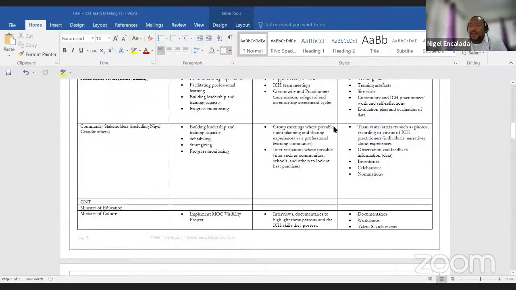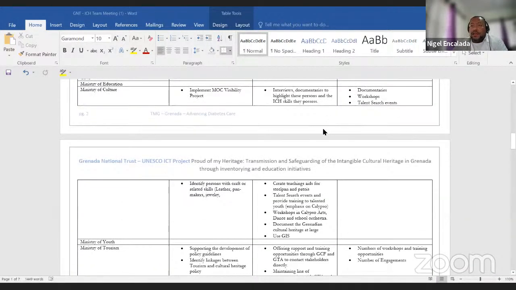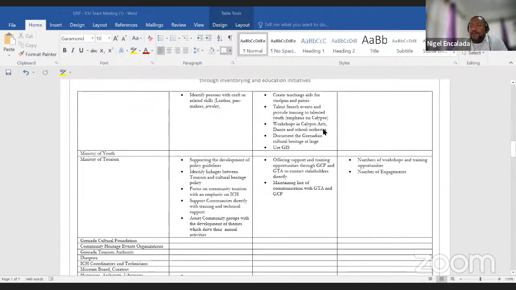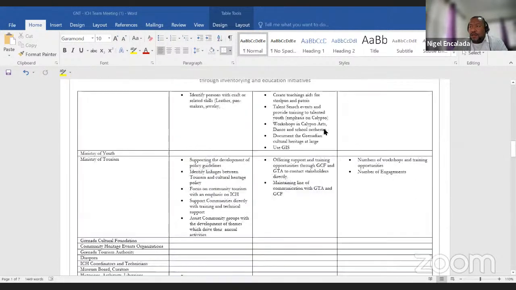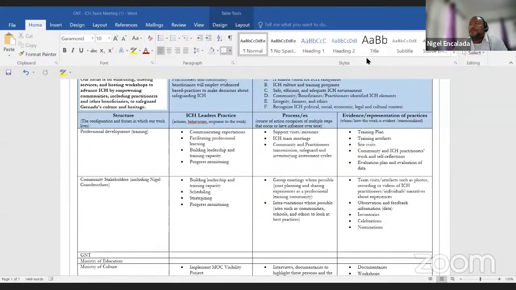So you have an idea of where you are going collectively with respect to safeguarding of ICH, no? And this is excellent stuff. Right? So thank you for that.